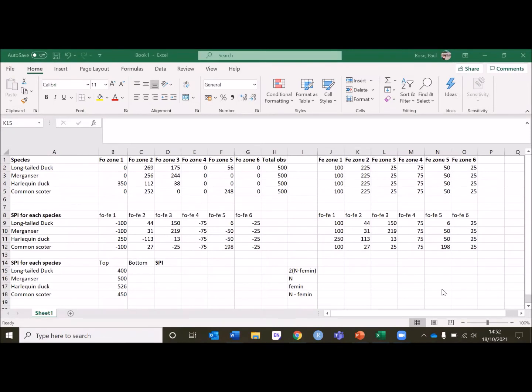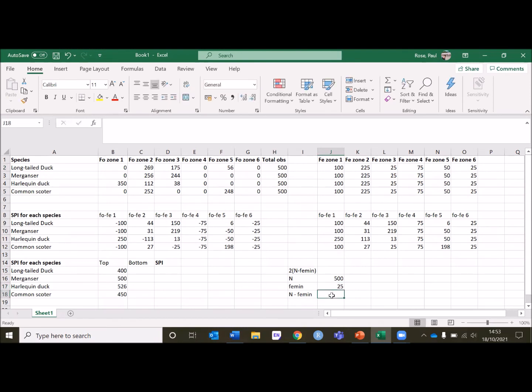Let's now calculate the bottom part of the formula. The bottom part of the formula is 2 multiplied by the overall observation time minus the expected frequency in the smallest zone. So we always do what is in the brackets first. So we know that our N is 500 minutes. Our total obs was 500 minutes for each bird. And we know that our expected frequency in the smallest zone is 25 minutes. We can see that in zones 3 and zone 6. So our FE min is 25.